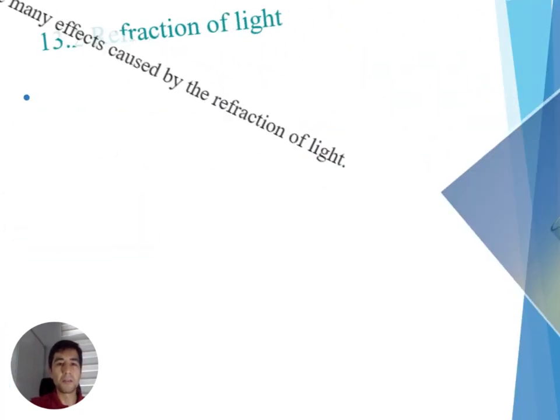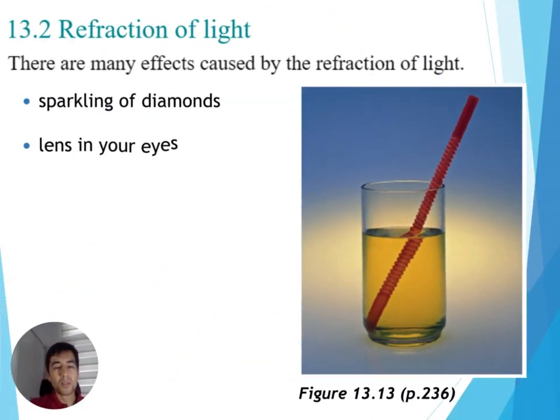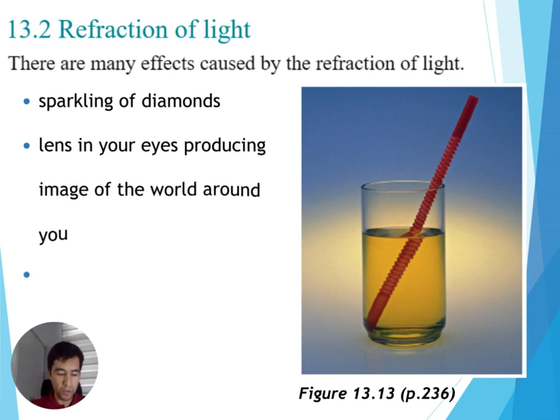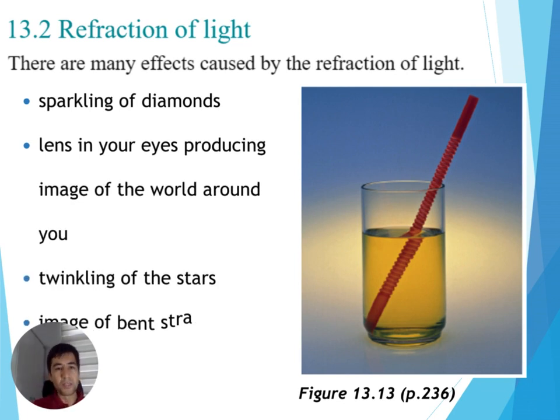So let's continue then. There are many effects caused by the refraction of light. Some examples, not limited to, would be sparkling of diamonds, the way the lens in your eye produces an image of the world around you, and the twinkling of the stars in the night sky. And lastly, the image of the bent straw in the liquid, as you can see in the figure. So these are some of the examples for the refraction of light, and they are very interesting, right?